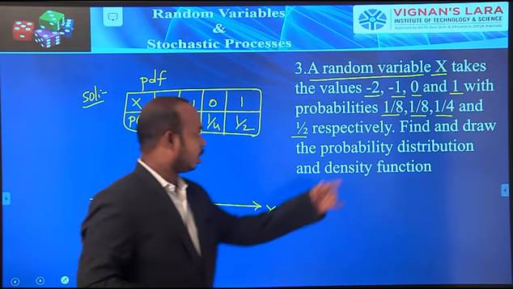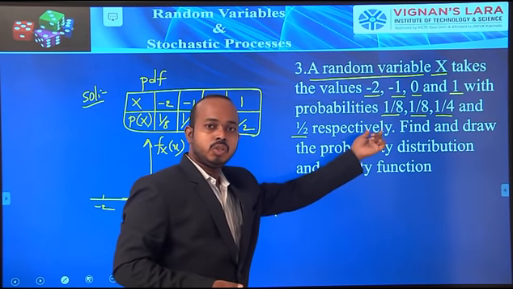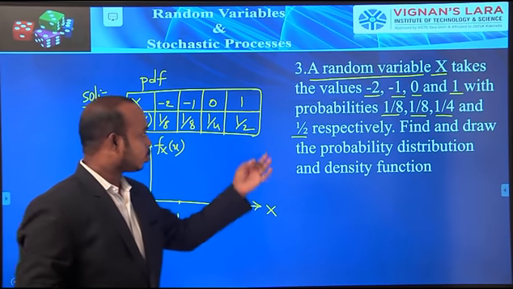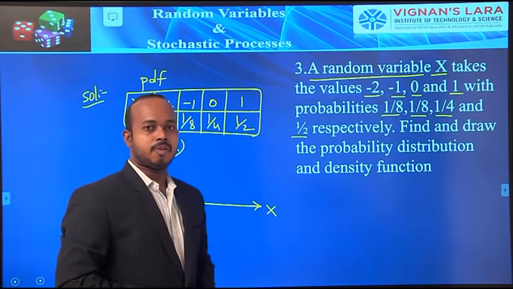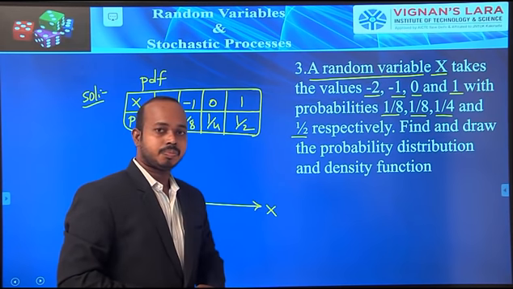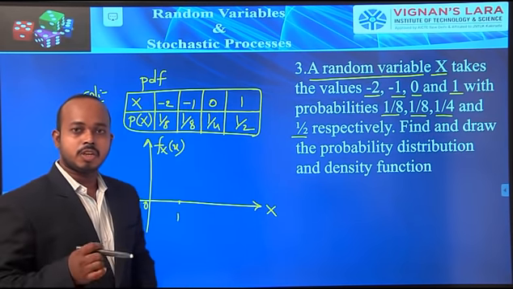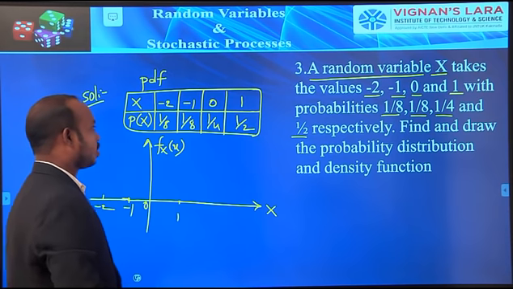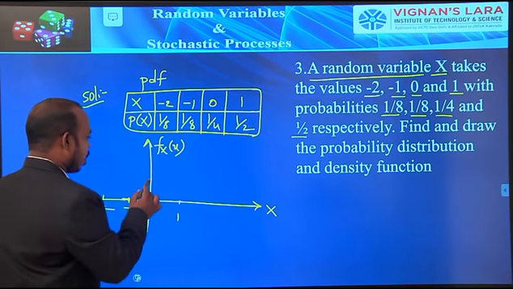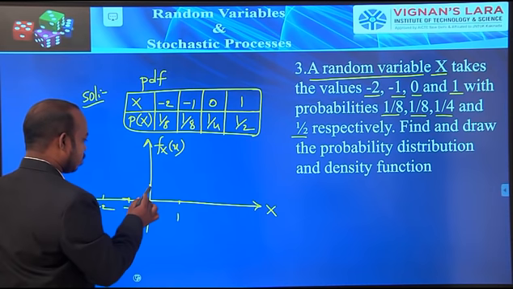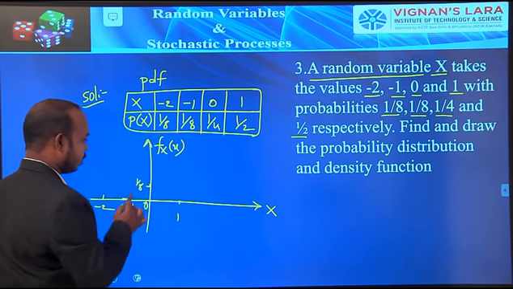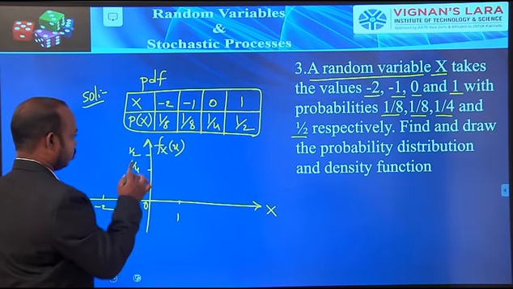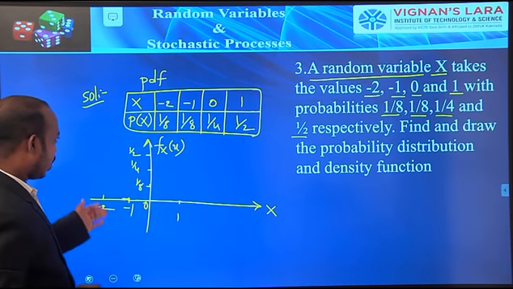Here, is the given random variable discrete or continuous? According to the given data, each and every value has unique quantities, that means discrete quantities. That's why the random variable is a discrete random variable. For a discrete random variable, the graphical representation of a density function is an impulse. That's why I am representing the quantities and giving the values. 1 by 8 is the least value, next 1 by 4, and next 1 by 2. Now I am plotting the impulse response.